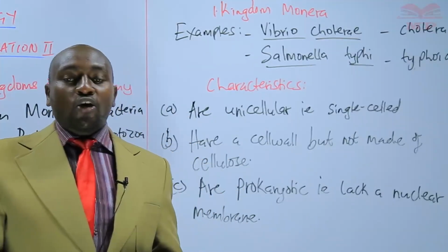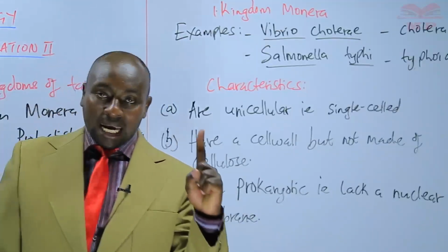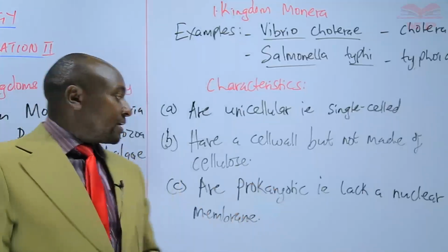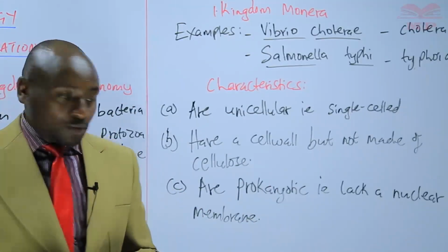So before we look at the other characteristics, we are going to have a diagram showing the structure of a bacterium. Bacterium is when it is one. When there are many, they are called bacteria. So bacteria is the plural, bacterium is the singular.